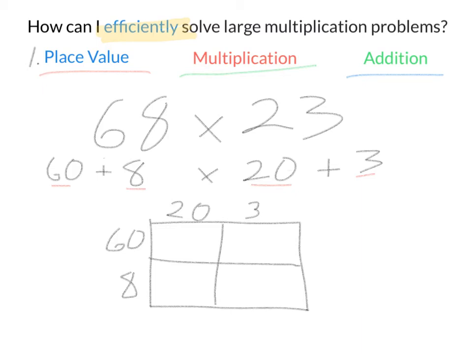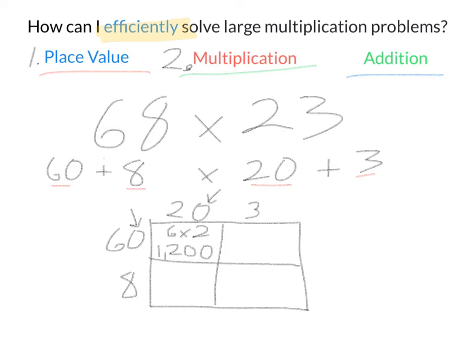I am now moving on to step number 2, which is multiplication. I have to multiply these numbers together. 60 times 20, I'm not going to make 60 loops and groups, but I will take 6 times 2, which is 12, and then I'm going to tack on that 0 and that 0. 60 times 20 equals 1,200.